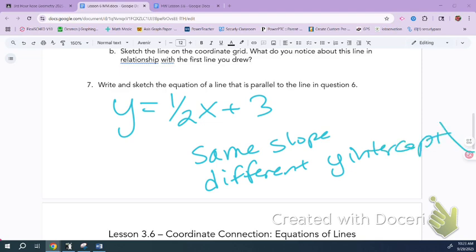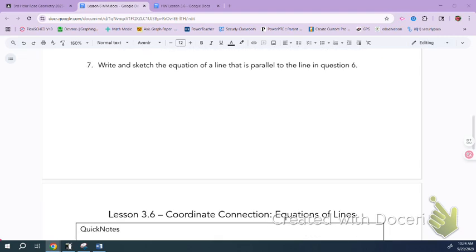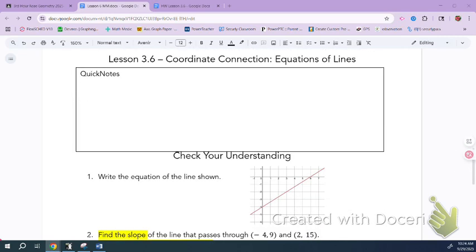So we got 2 line relationships. We've been looking at it in geometry. This is the algebra application. And you got to know both. Okay? If you're ready, flip the page. We'll do the quick notes together. So parallel and perpendicular lines.